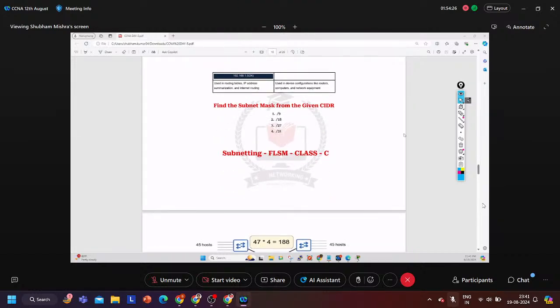Okay. I already explained this one: find the subnet mask from the given CIDR. If you have a CIDR value, how can you calculate the subnet mask? I already told you, right? We already discussed this one.